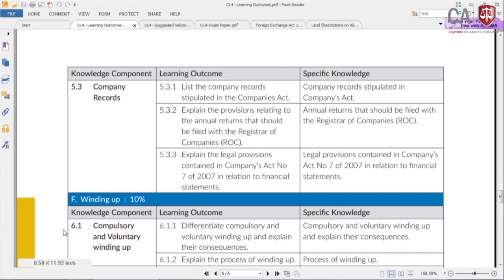Then explain the provisions relating to the annual returns that should be filed with the Registrar of Companies, ROC, having specific knowledge on the annual returns that should be filed with the Registrar of Companies.